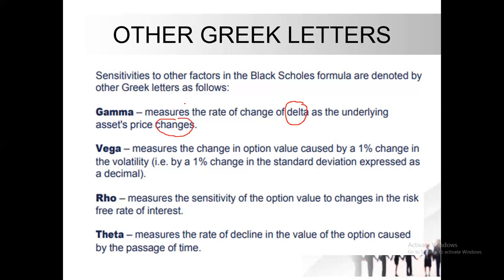So we're saying that this ND1 is not constant. This ND1 is not a constant variable. No, it does change. When there's a change in the share price, this changes. So what is the rate of change?